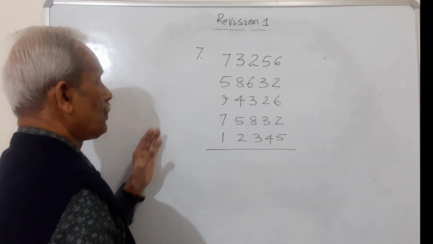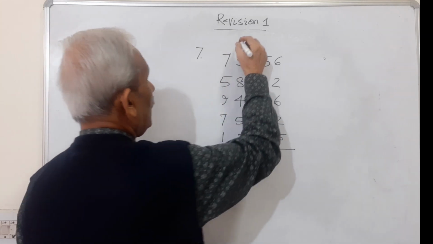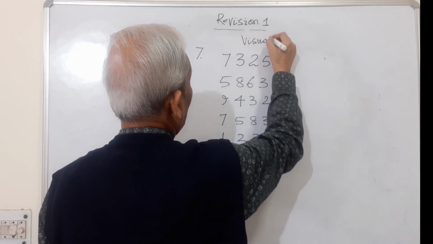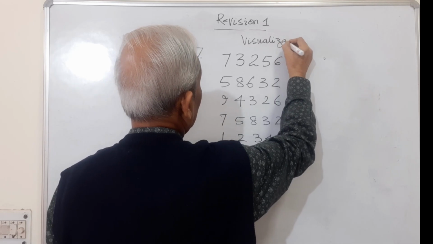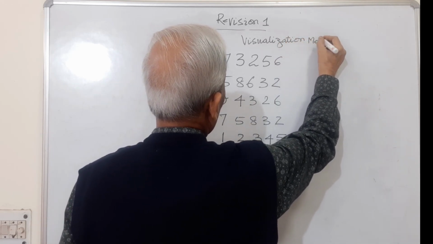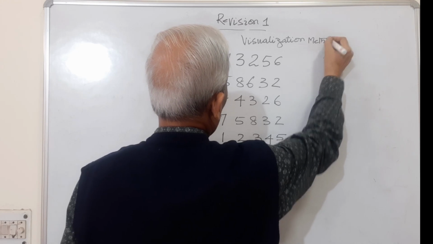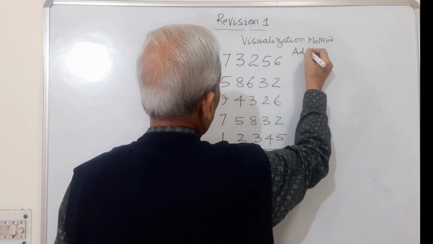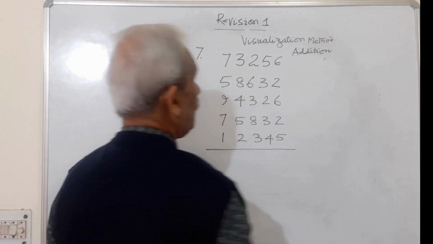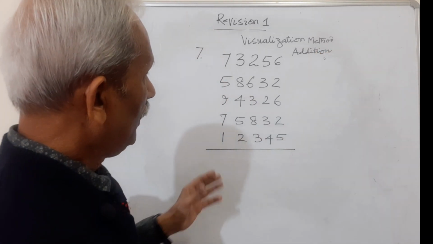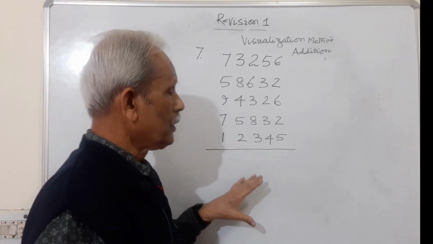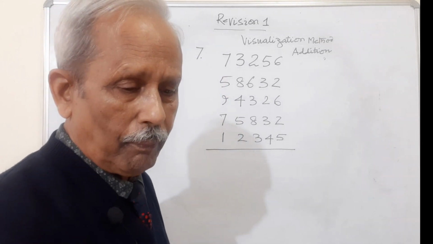Now this is the question which you have to do through the visualization method addition. You have to add it through the visualization method. So give a pause, go back and write down in your copy, do this addition, then you come back.